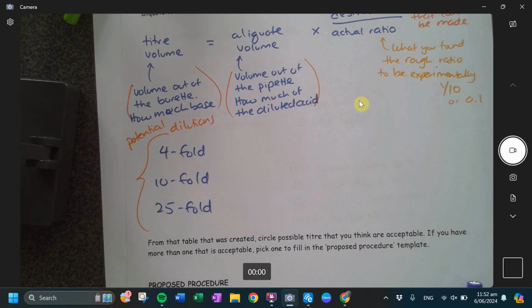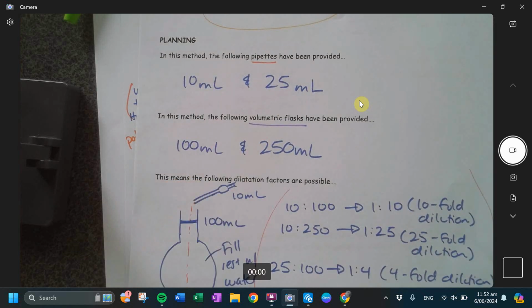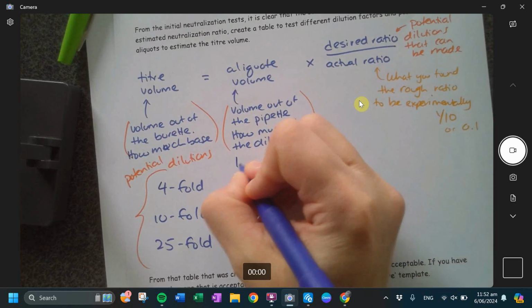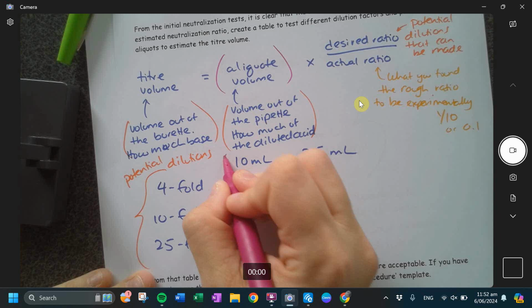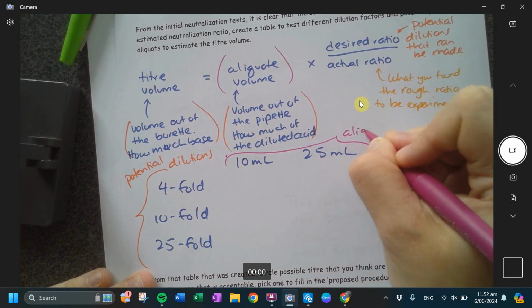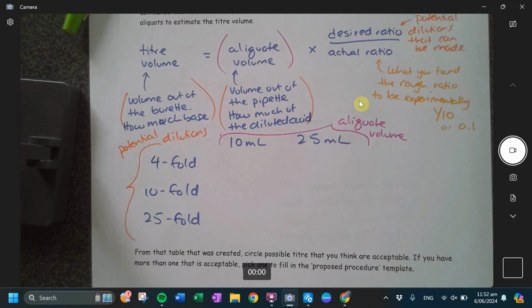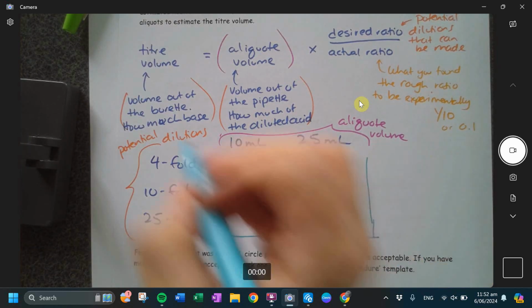The next thing I then need to include are my potential aliquots. So if you guys remember, we said that we had two options for pipettes. We had 10 and 25. So these two pipette sizes, that is my aliquot volume. So basically what we're asking is, if I take a 4-fold dilution and I take 10 mils of it, how much will my titrate volume be? How much base will I need is the question we're asking. So the numbers that we're finding in here, that is going to be your titrate volume.